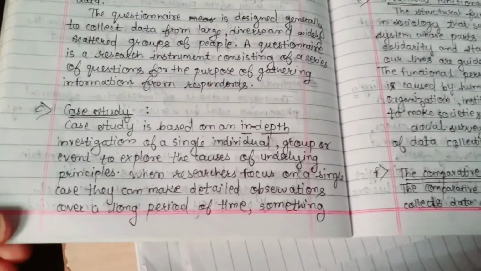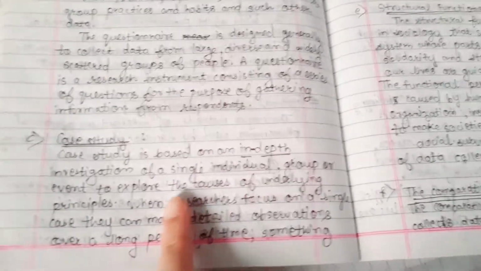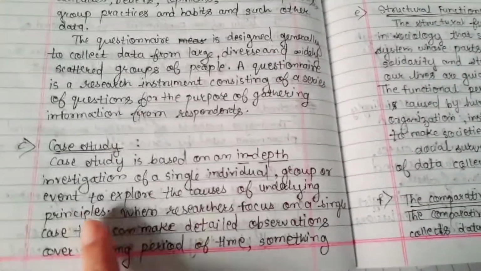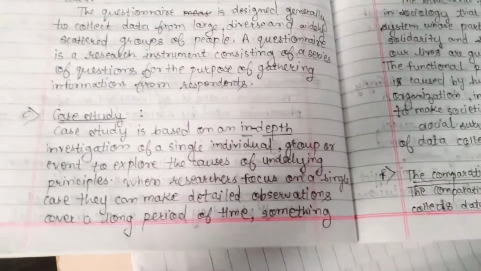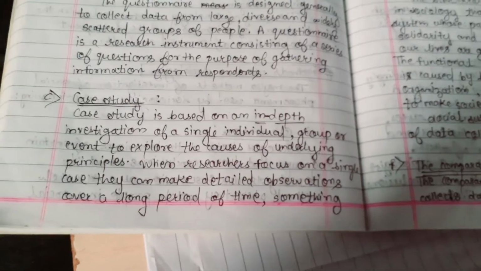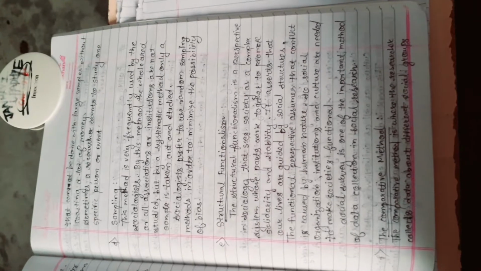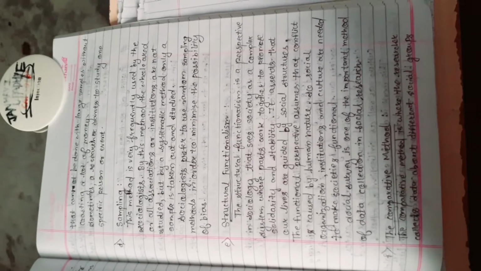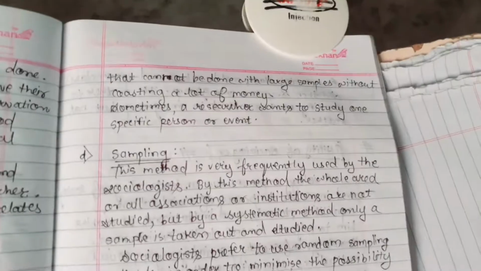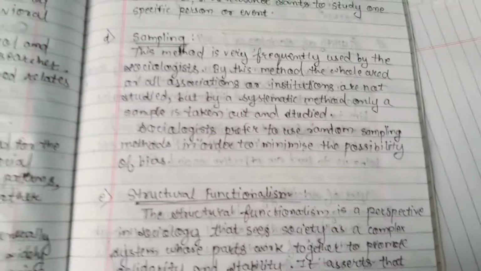Case study. Now, the case study is based on an in-depth investigation of a single individual, group, or event to explore the causes of underlying principles. When researchers focus on a single case, they make detailed observations over a long period of time, something that cannot be done with large samples without costing a lot of money. Sometimes a researcher wants to study one specific person or an event. It is a case study.